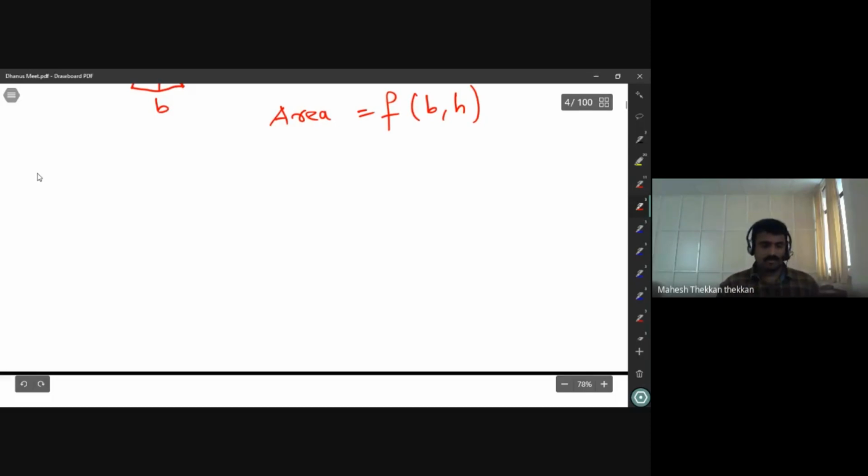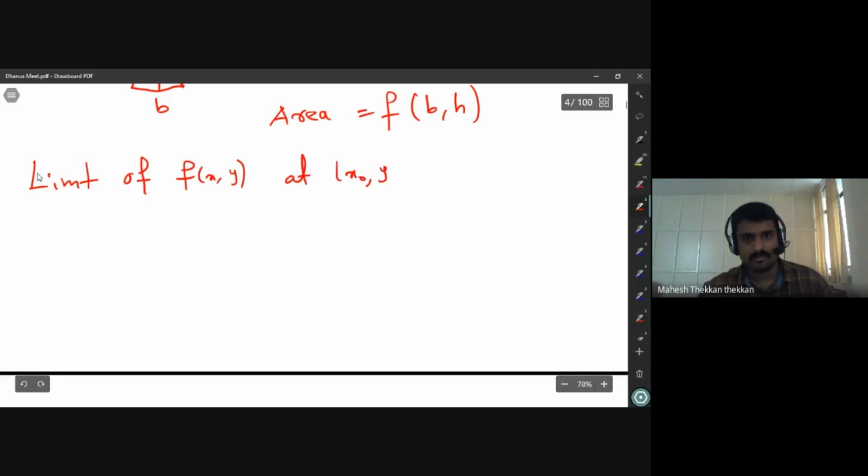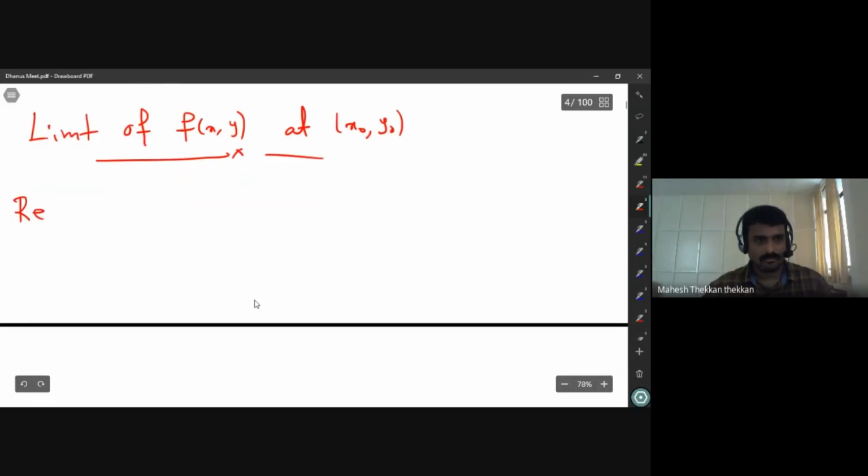Now I will go to limits of the function. Limit of f of (x, y) at some point (x naught, y naught). I just wanted to talk about this. Let us first recall the limit in the case of a single variable. Suppose you have a function f from R to R and x naught is some point in R.